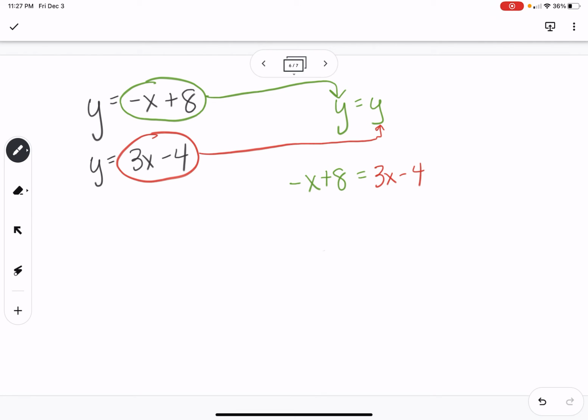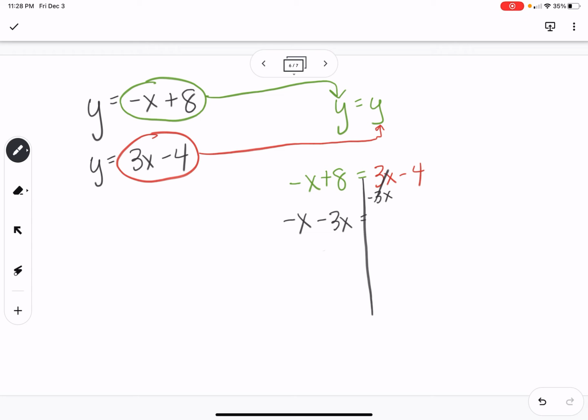Okay, so now I'm going to solve. Draw my line. Notice I've got x's on both sides here. What I want to do is get all my x's on one side and all my constants or whole numbers on the other side. I personally like to get all my x's on the left side. So I notice -x is already on the left, so I'm going to leave it there. But 3x is on the right. If I want to move 3x over to the other side, I have to do the opposite to it. The opposite of positive 3x is minus 3x. So I'm going to have minus 3x over here, right?